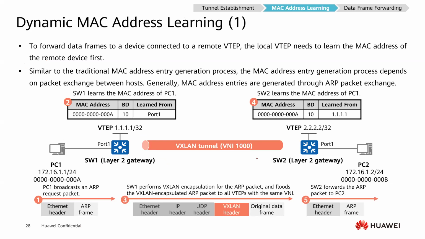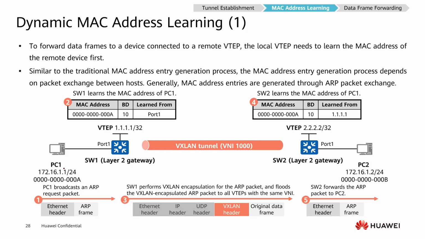How do we form the dynamic MAC address table? All right. Now we have the terminology and we have the steps. We can go through it step by step. The first thing we can find is that we have PC1 and PC2. They are in the same subnet, all right?